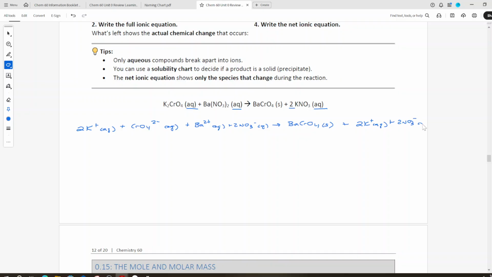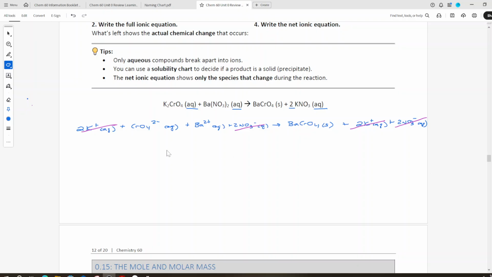Now, this is kind of a nice way of checking to make sure that your equation is balanced. When you go to get rid of your spectator ions, you have 2 potassiums and 2 potassiums. You have 2 nitrates and 2 nitrates, right? So everything is balanced left and right from an ion standpoint. Then, what's left? Well, what's left is the chromate and the barium going to barium chromate.